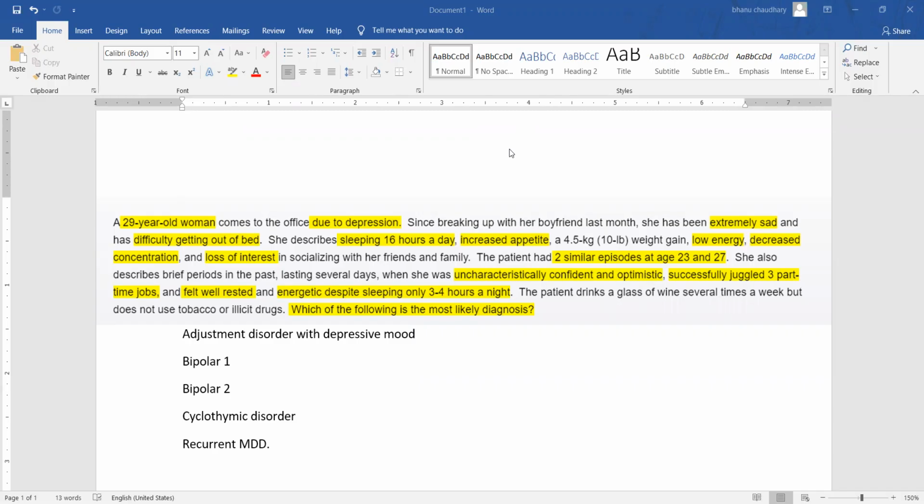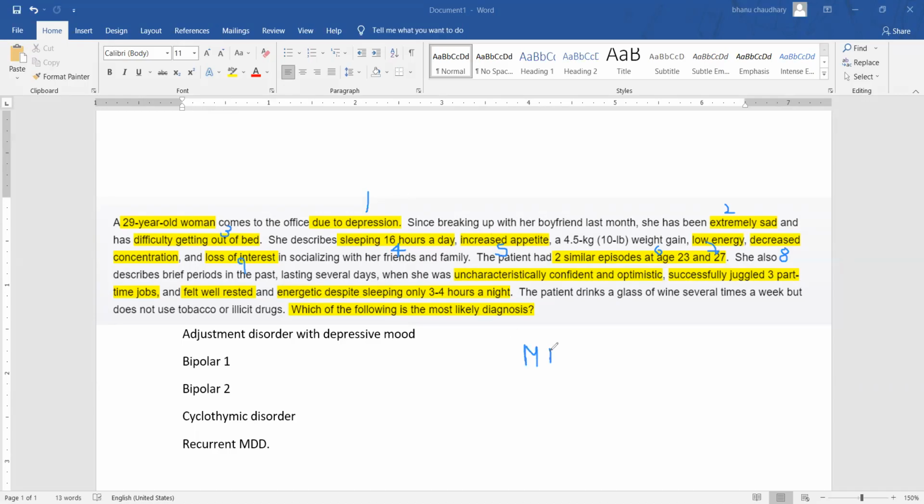Now, let's look at what the symptoms are. First, the patient is having a history of depression. So this is the first symptom. The patient is extremely sad. Difficulty getting out of bed, that means fatigue you can think about. Sleeping 16 hours a day. Having an increase in appetite. Fifth symptom, weight gain. Low energy. Having decreased concentration. 8 symptoms. And loss of interest in socializing, right? So 9 symptoms of depression this patient is having. That means I can fully diagnose it with depression, right? Yes. So the patient is surely having an MDD.